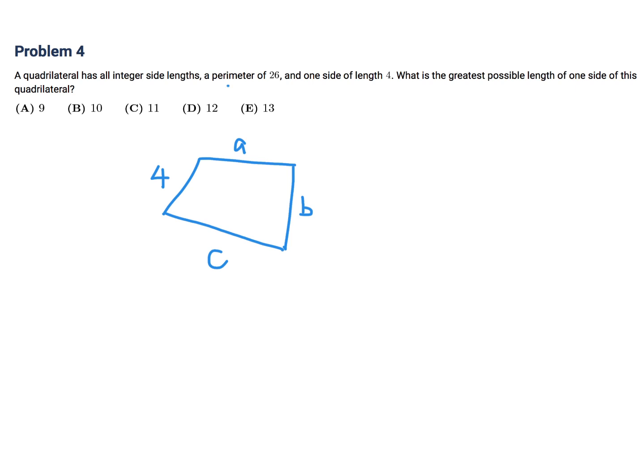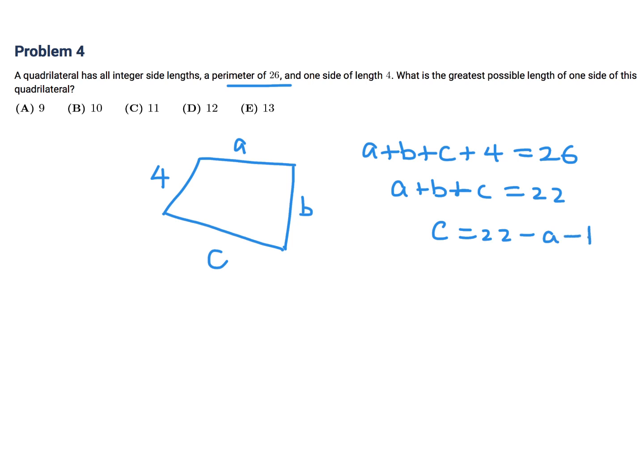They also told me the perimeter is 26, so that means A plus B plus C plus 4 is 26, and therefore A plus B plus C is 22. Okay, so that means C would be 22 minus A minus B.